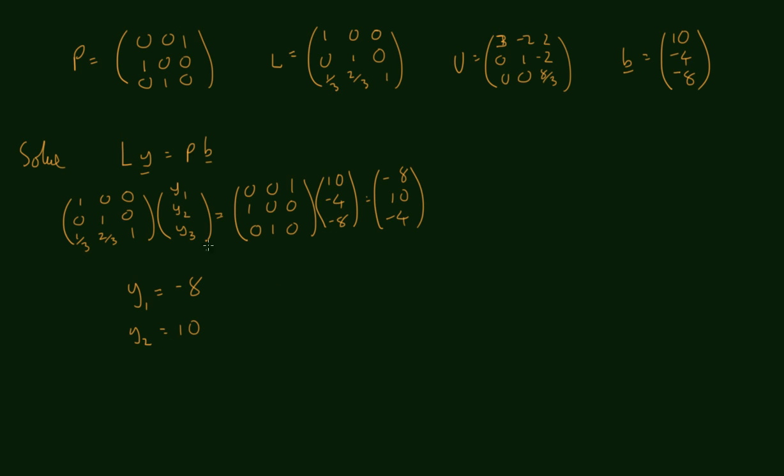And the third one, y3, is equal to -4 minus 1/3 times y1 minus 2/3 times y2, and that equals -8. Okay, so we now have our y vector, so that's the first step. Step 2 is we solve, as usual, Ux equals y.